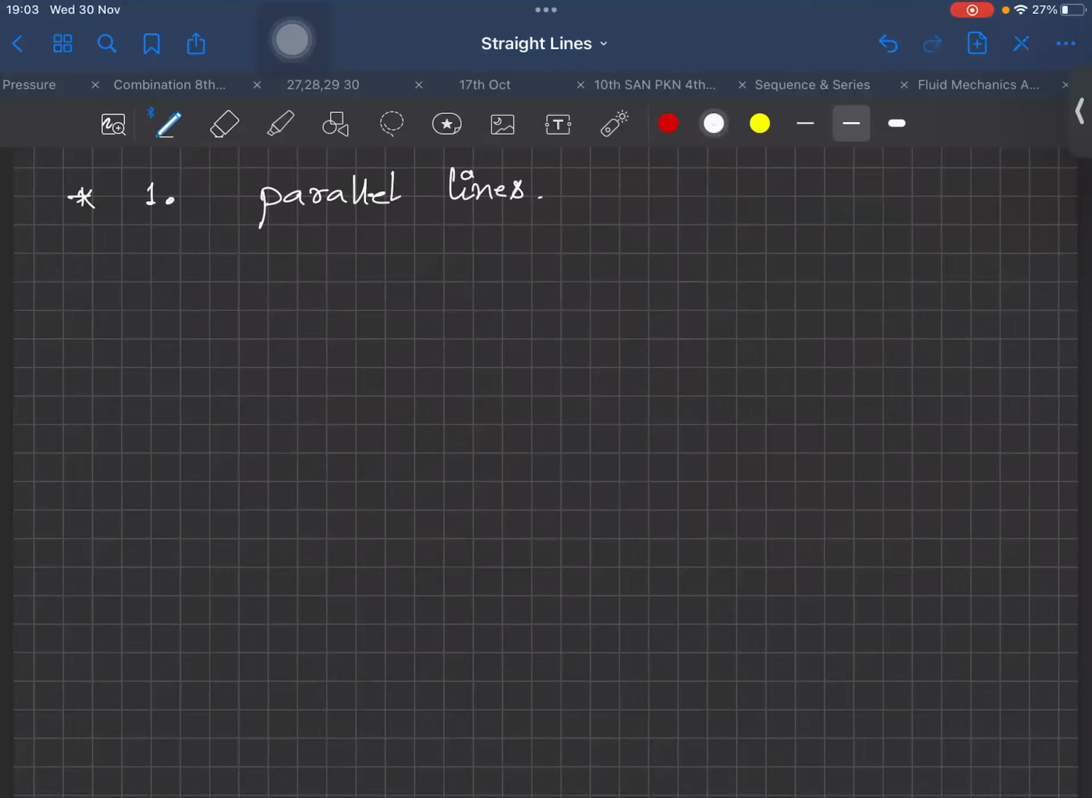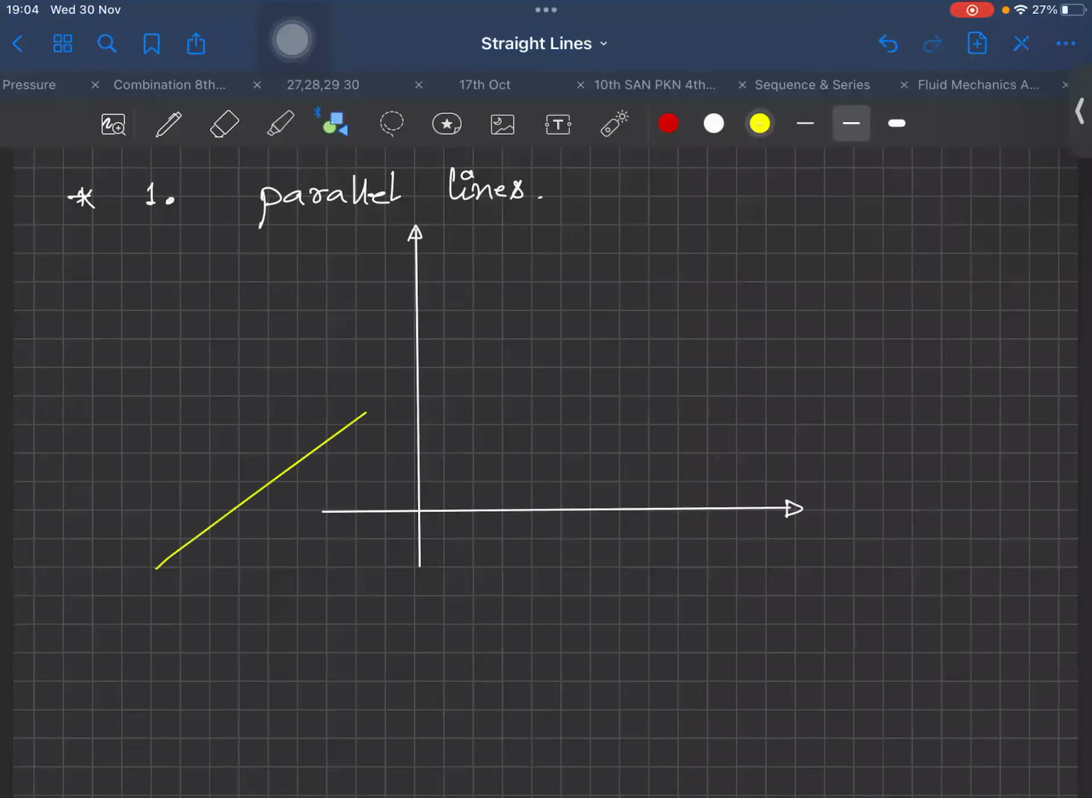Parallel lines, number one. Again, we'll draw the coordinate axes. So when two lines are parallel, Shreya, when can you say that two lines are parallel? Right, correct. So let's say this is one line and this is another line. These two lines are parallel, isn't it? That means these are not going to intersect. If these lines are not intersecting, that means the slope must be the same.